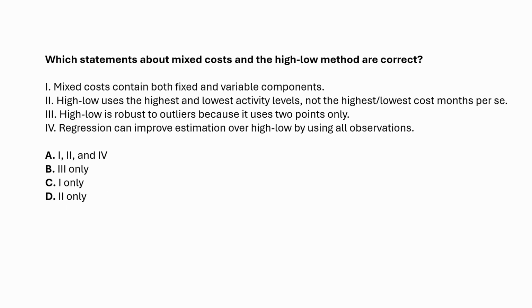Which statements about mixed costs and the high-low method are correct? 1. Mixed costs contain both fixed and variable components. 2. High-low uses the highest and lowest activity levels, not the highest/lowest cost months per se. 3. High-low is robust to outliers because it uses 2 points only. 4. Regression can improve estimation over high-low by using all observations.